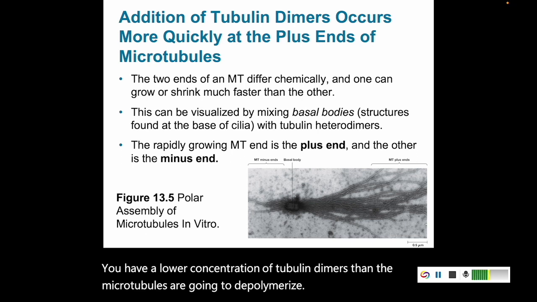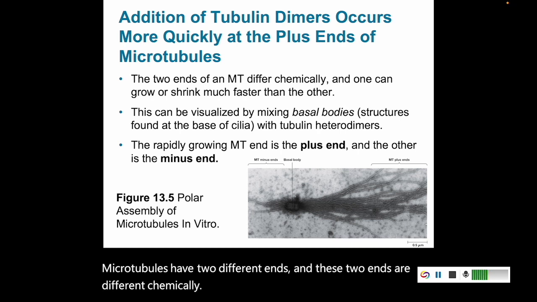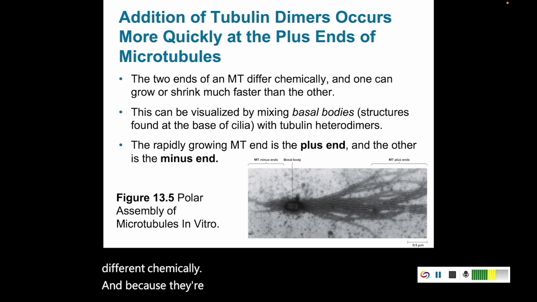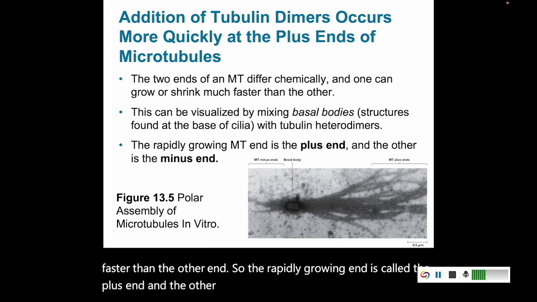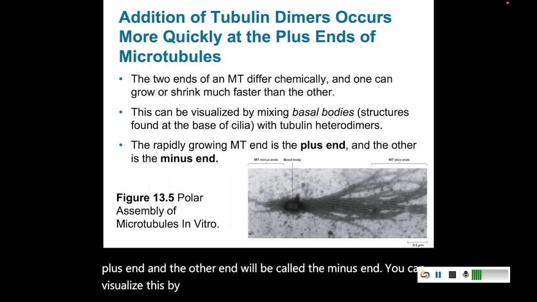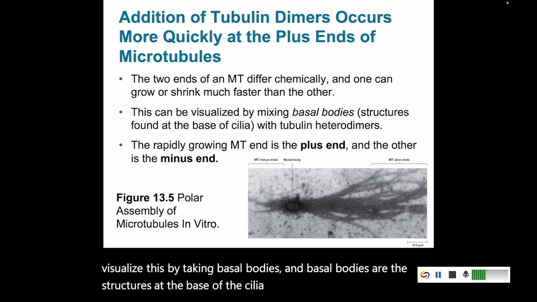Microtubules have two different ends, and these two ends are different chemically. And because they're different, one can grow faster or shrink faster than the other end. So the rapidly growing end is called the plus end, and the other end will be called the minus end. You can visualize this by taking basal bodies, and basal bodies are the structures at the base of the cilia, with tubulin heterodimers.